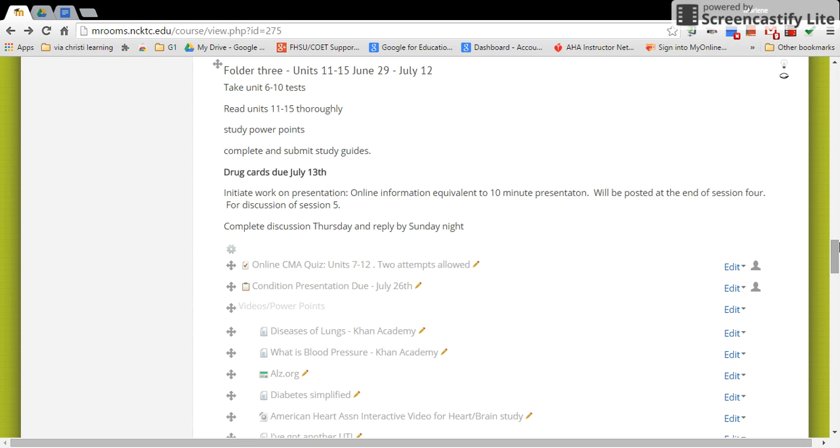But for folder 3, you will have units 11 through 15. It will be covering the medications and the disease processes for several of the major systems, as in the urinary system, respiratory system, digestive, nervous system, and the eye.